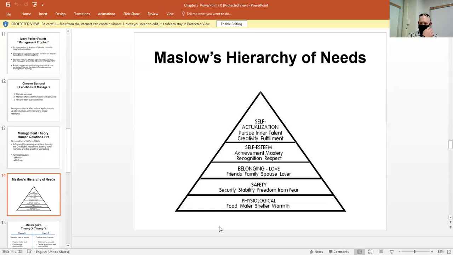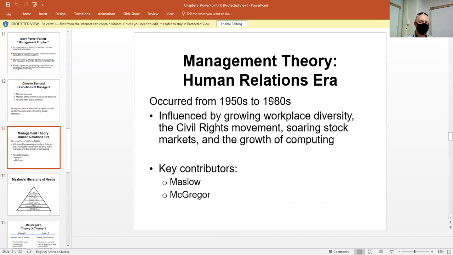At the top here is self-actualization, which is actually like learning about yourself. You pursue inner talent. That's where you deal with things like creativity and finding fulfillment for yourself. This is Maslow. This is not so much workplace specific. This is a psychology triangle you're looking at right here. But that's kind of where he was one of the contributors in this management theory we talked about on the previous slide.